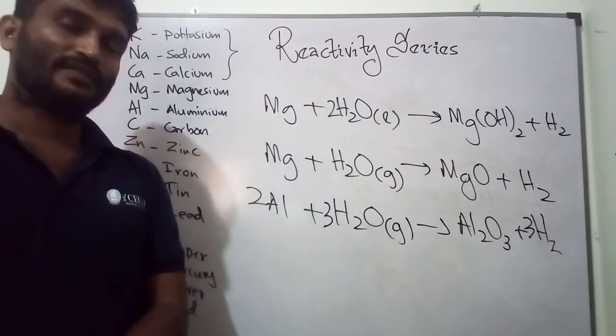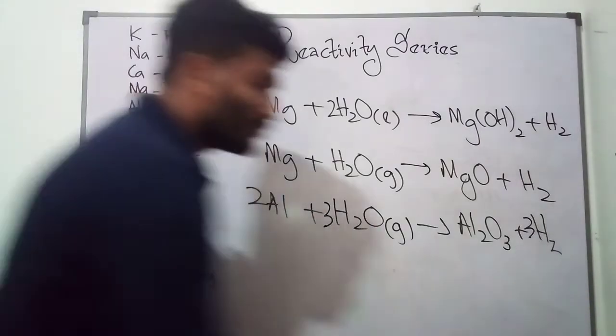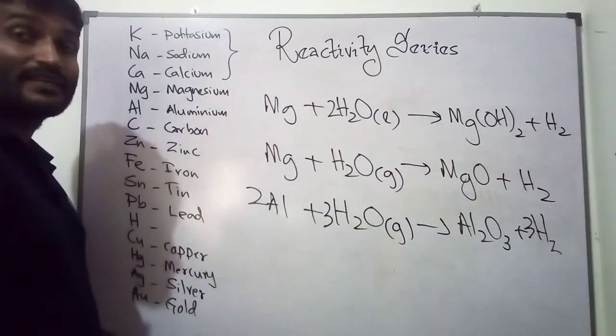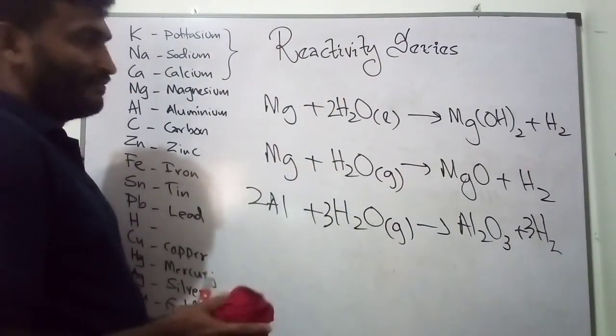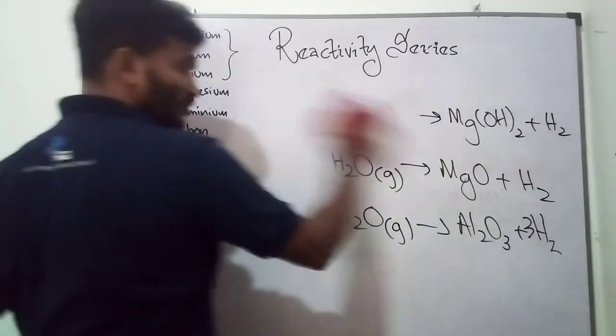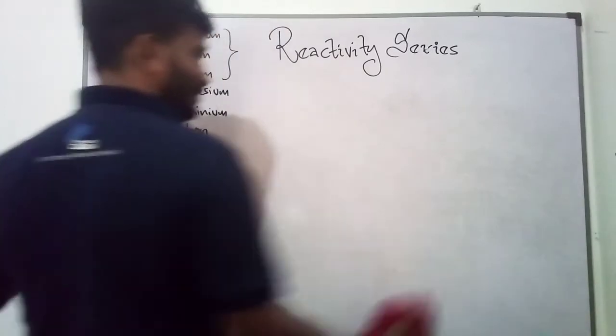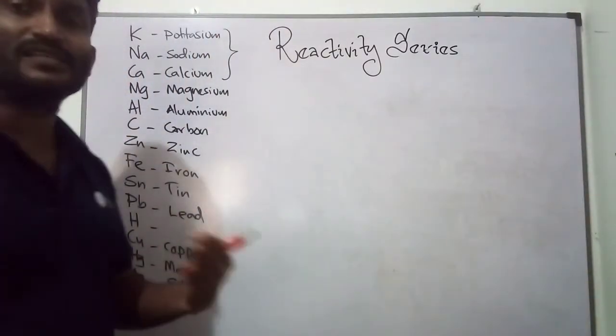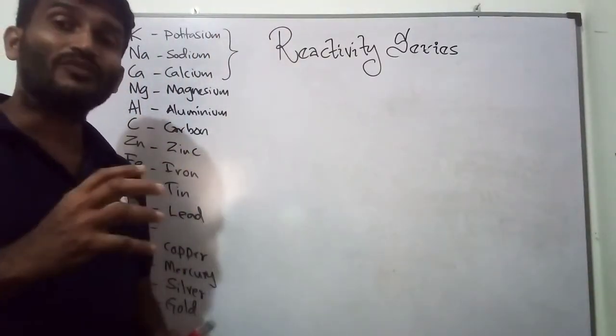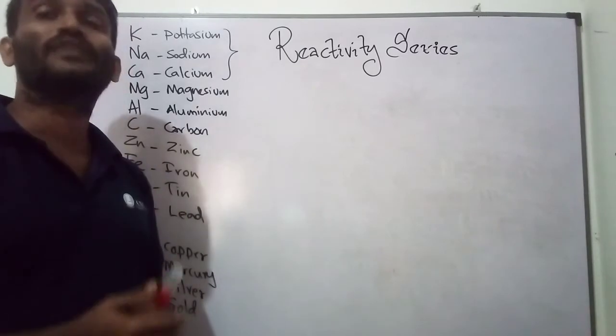Finally, you should know how these metals react with acids. You know that most of the metals, except a few, can react with acids faster. So what do they give? Hydrogen gas and a salt are produced.